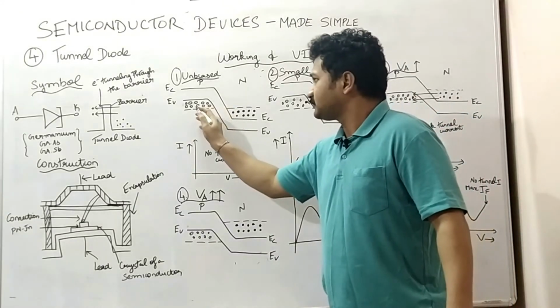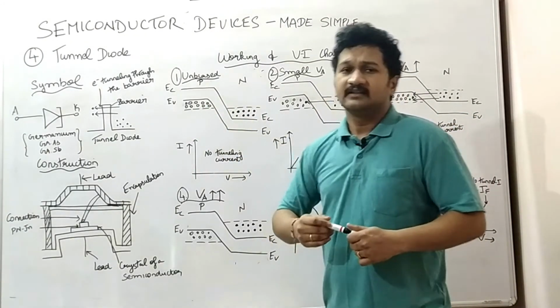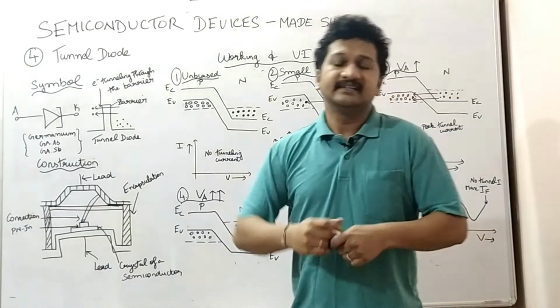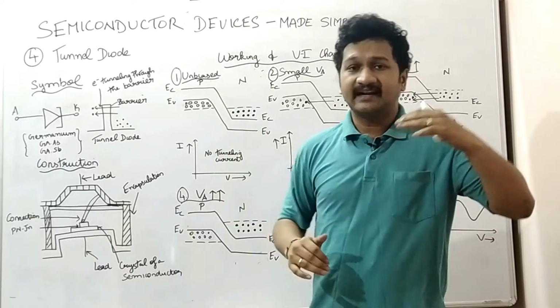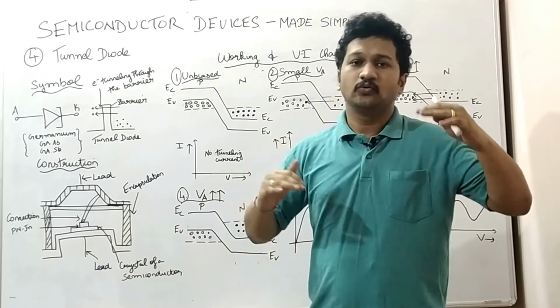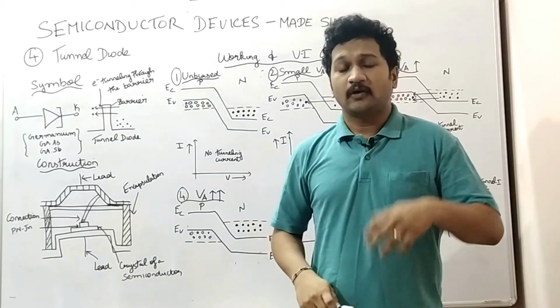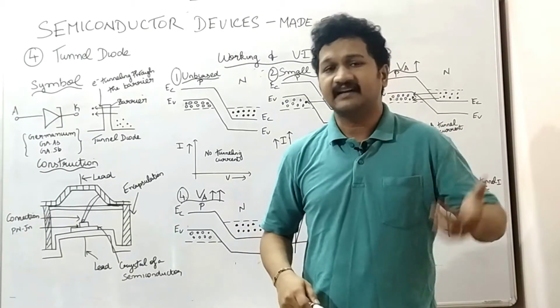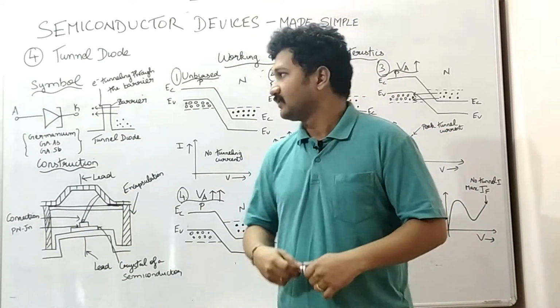These are the holes present in the valence band and electrons in the conduction band. The main objective of the tunnel diode is to make the conduction band of the electrons in the N type and the valence band of the holes in the P type overlap so that effective tunneling of electrons takes place for the maximum electric current to be produced.